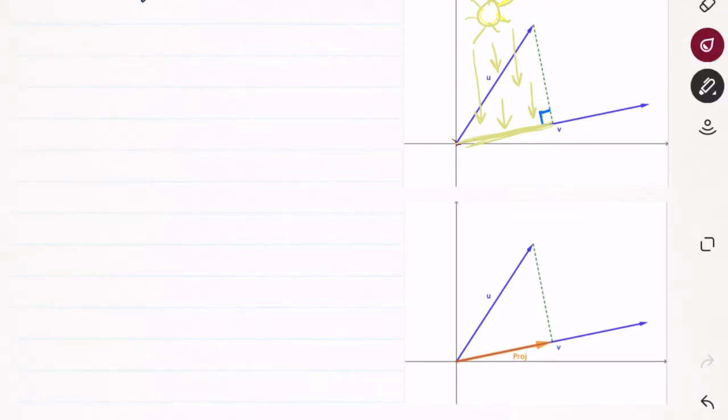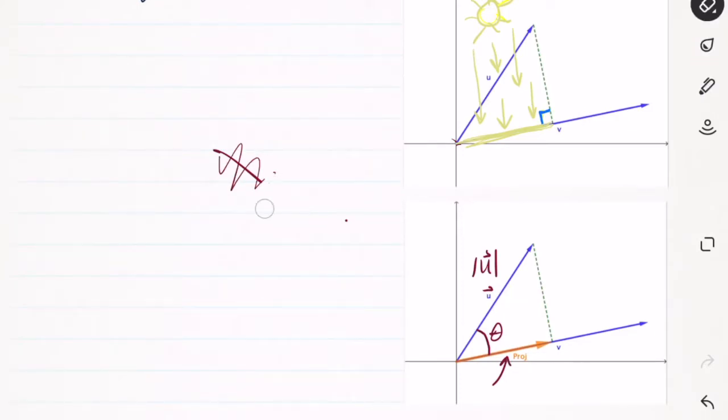All right, so let's talk about the second picture. In the second picture, the angle here in this triangle is theta. The side length of vector u is the magnitude of vector u. And I need to know what is the length of this thing that we're going to call a projection.